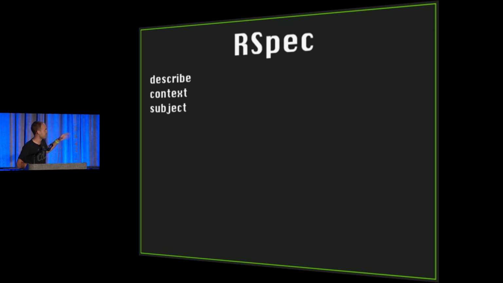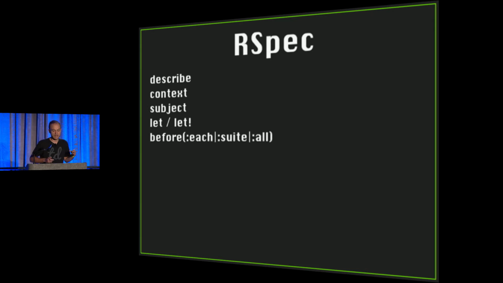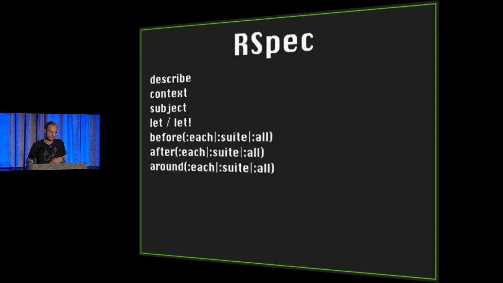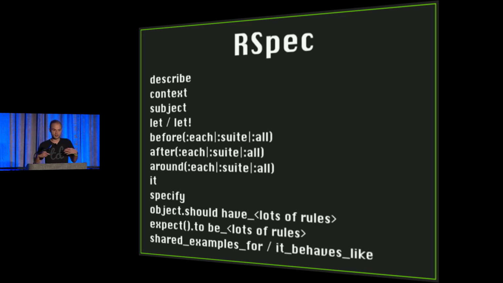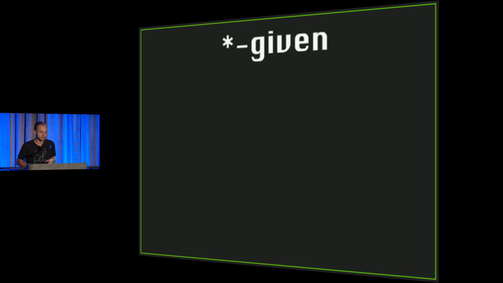There's describe and context and subject and let. And then there's before, after, around with 3 different levels of scoping. There's it and specify. There's object should have. And then there's expect to be and all those matchers. There's shared example groups and tagging. Lots of advanced features.